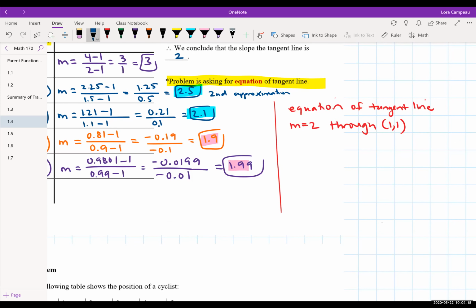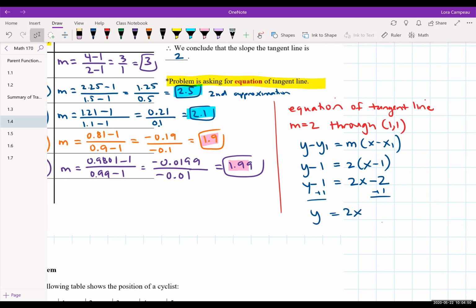So I'm gonna use the point-slope form, y minus y1 equals slope times x minus x1. That's the fastest way for me to get the equation. I have y minus 1 equals 2 times x minus 1. And then if I were to simplify it, a lot of times we love to see this in slope-intercept form. So we distribute the 2 through. We end up solving for y by adding 1 on each side. And we get y equals 2x. Now, -2 plus 1 is minus 1. So that should be the equation of the tangent line: y = 2x - 1.